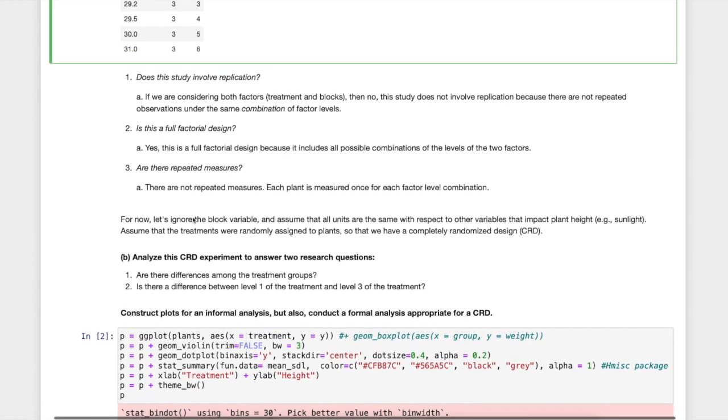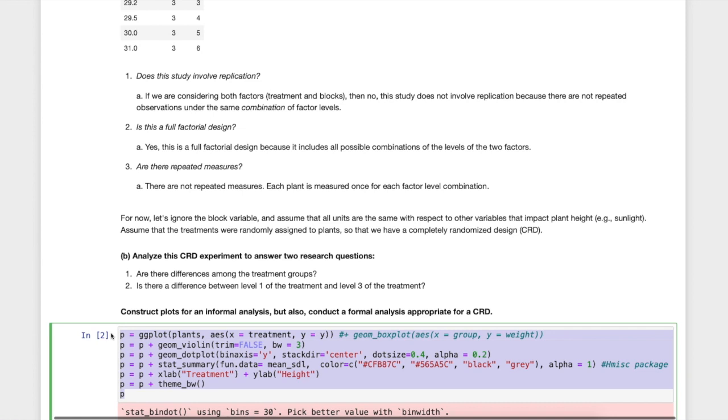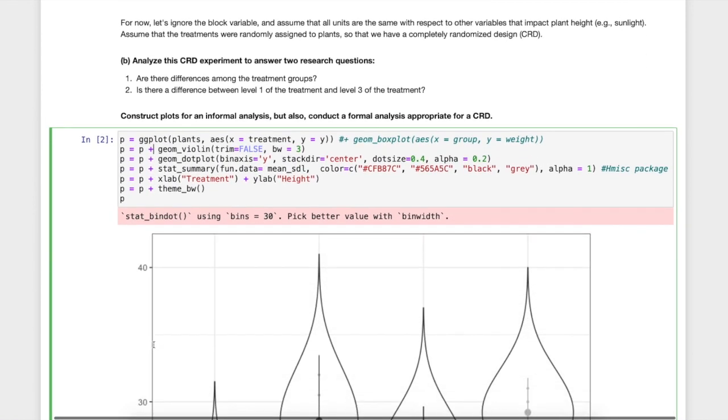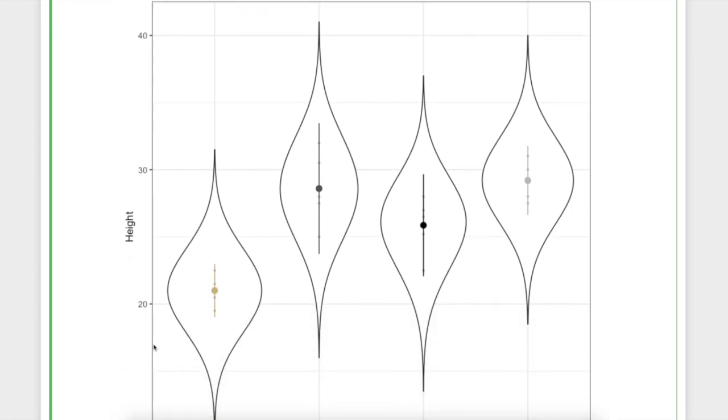In general, I think it's a good idea to use visualizations and more informal analyses, but also to conduct the formal analysis that's appropriate for a completely randomized design, which in our case is a one-way ANOVA, now that we're ignoring the block variable. This code here, you've seen plenty of times before. It constructs violin plots that allow us to visualize differences. And so that plot is here. I'll zoom out just a little bit.